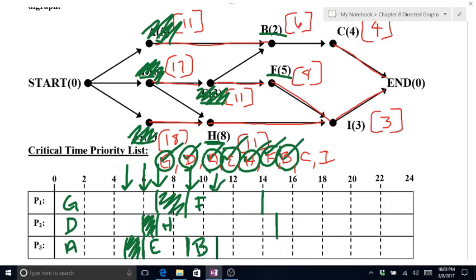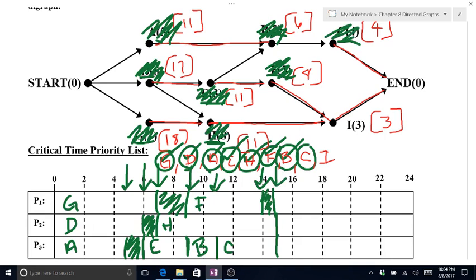At 11 minutes, processor 3 is done with task B. That opens up task C. Task C can be scheduled, and that takes 4 minutes. That takes me to 15. At 14 minutes, though, task F is finished. I is still not eligible, though, until H is done. So we must idle.